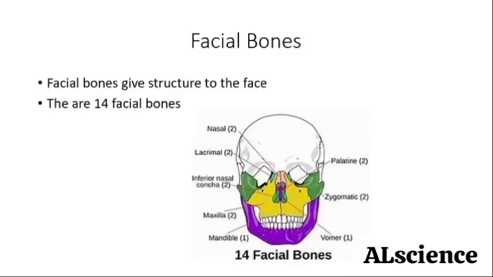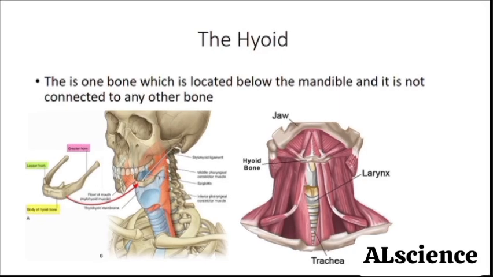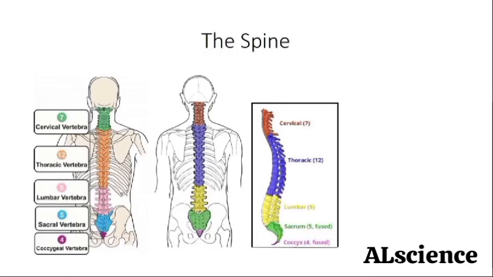So let's move on to the facial bones. There are 14 facial bones, which are 2 nasal bones, 2 lacrimal bones, 2 inferior nasal conchae, 2 maxillary bones, 2 palatine bones, and 2 zygomatic bones. They can be called the cheekbones. There is also 1 mandible and 1 vomer bone. Furthermore, there is the hyoid bone that is located below the mandible, and this bone is not attached to any other bone.